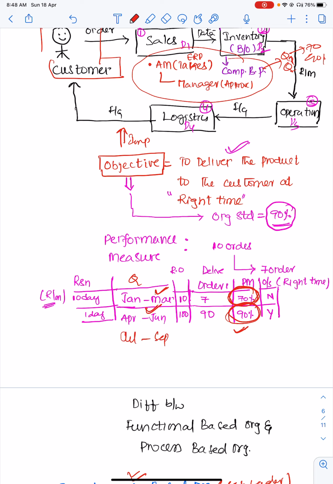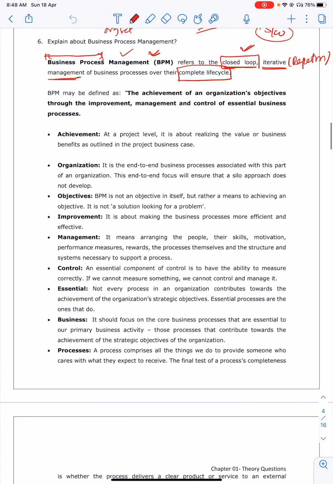Next, July to September, we again repeat it. We increase the process to 95. So this is how we iterate, which means we repeat this particular process again in order to achieve the organizational standard. So that is called business process management. So what do you mean by business process management? It refers to a closed loop iterative management of business processes over their complete life cycle. It's a small definition.